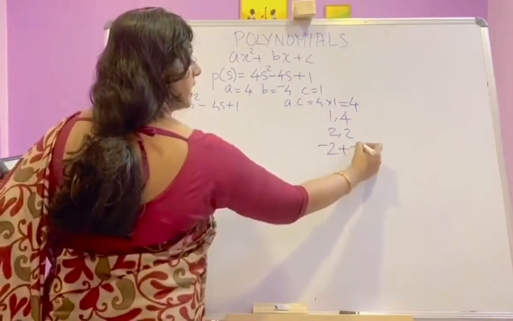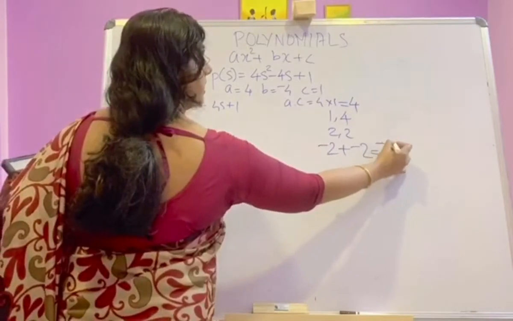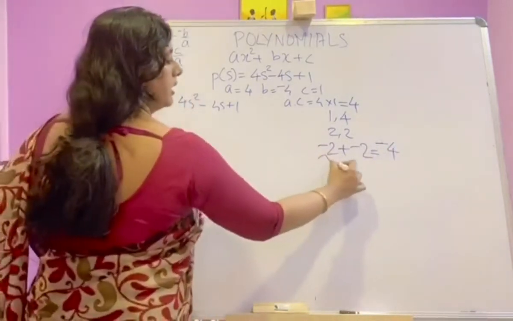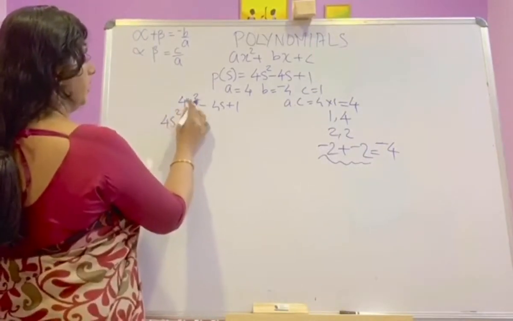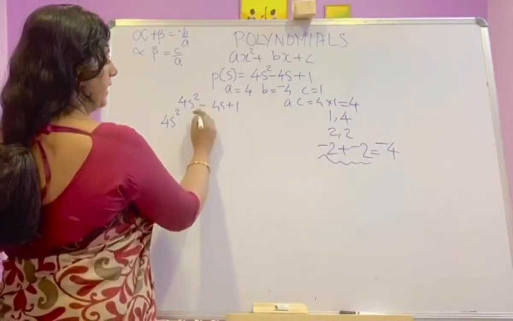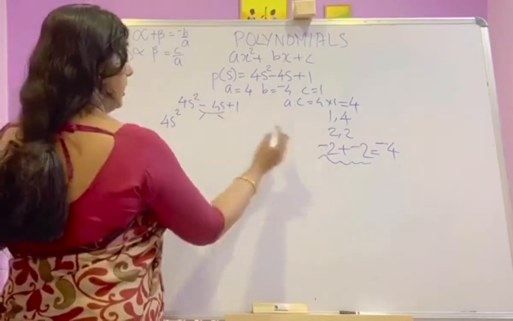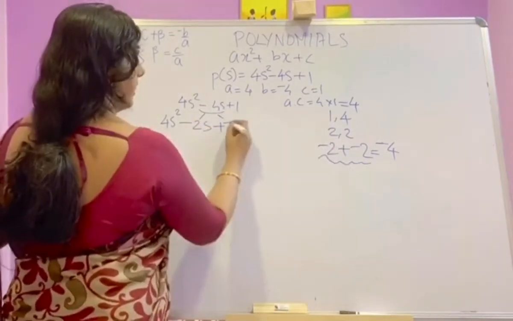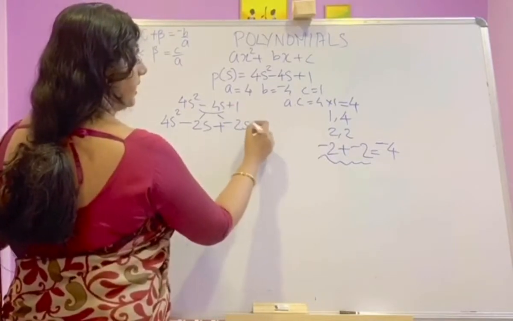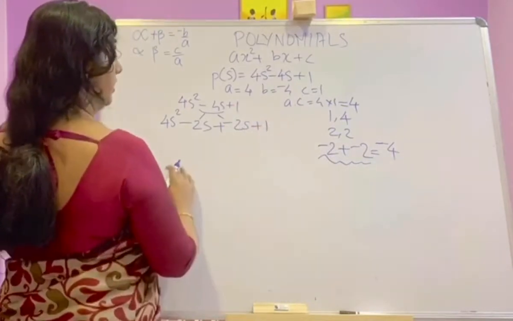Negative 2 plus negative 2 is negative 4. Now, this is the way you want to split. That is 4s square, the first term. Now, the middle term is split into negative 2s plus negative 2s. Now, carry down this plus 1.